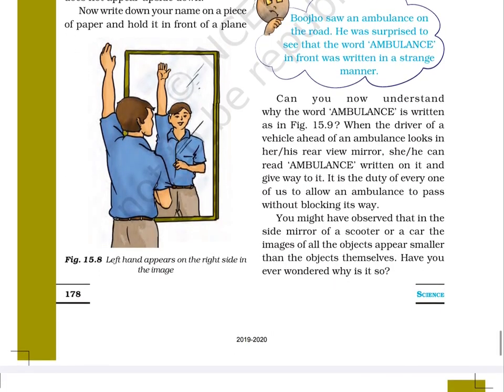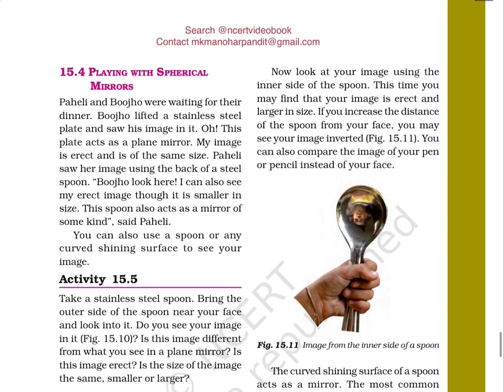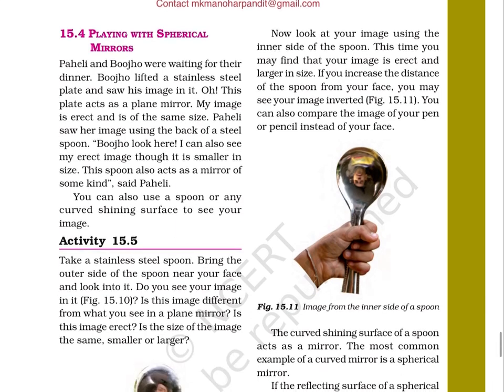Page 179. 15.4. Playing with spherical mirrors. Paheli and Bojo were waiting for their dinner. Bojo lifted a stainless steel plate and saw his image in it. "Oh, this plate acts as a plane mirror. My image is erect and is of the same size."